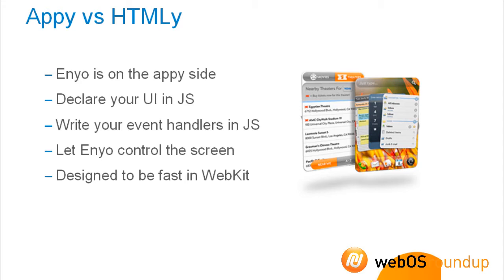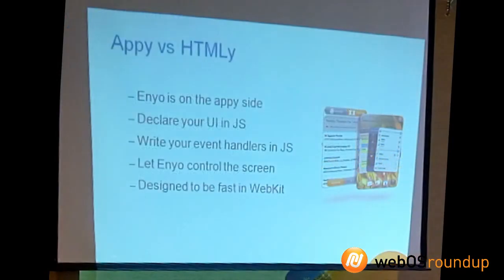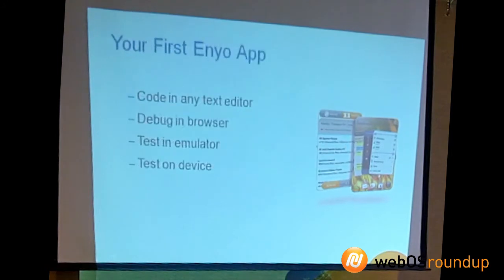You don't declare your UI in HTML, you declare it in JavaScript. All your event handlers are done in JavaScript. You let Enyo control the screen. It handles sliding panes, what we call toasters, little pop-ups. It handles all of that for you. All you have to do is define your kinds and it'll handle the rest for you. And it's designed to be very fast in WebKit. If you load it up on a computer in Chrome, you'll see just how fast this thing can fly.